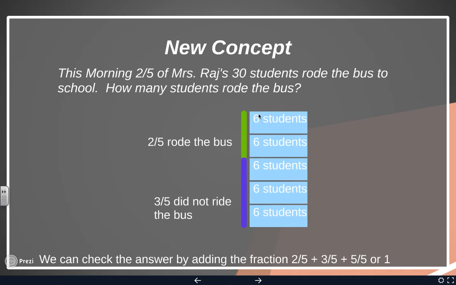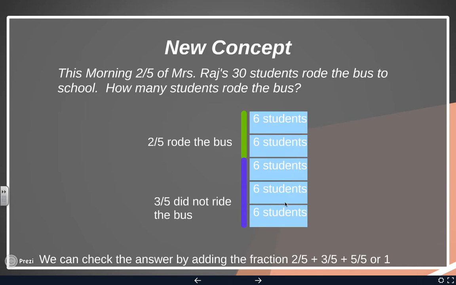Okay, so if I take 30 students, which is 6 plus 6 plus 6 plus 6 plus 6, that's 30 students all together. And I'm going to divide into 5 different sections. 1, 2, 3, 4, 5. And I find that there's 6 students in each section of 5. Right? If we do 5 times 6, that equals 30.